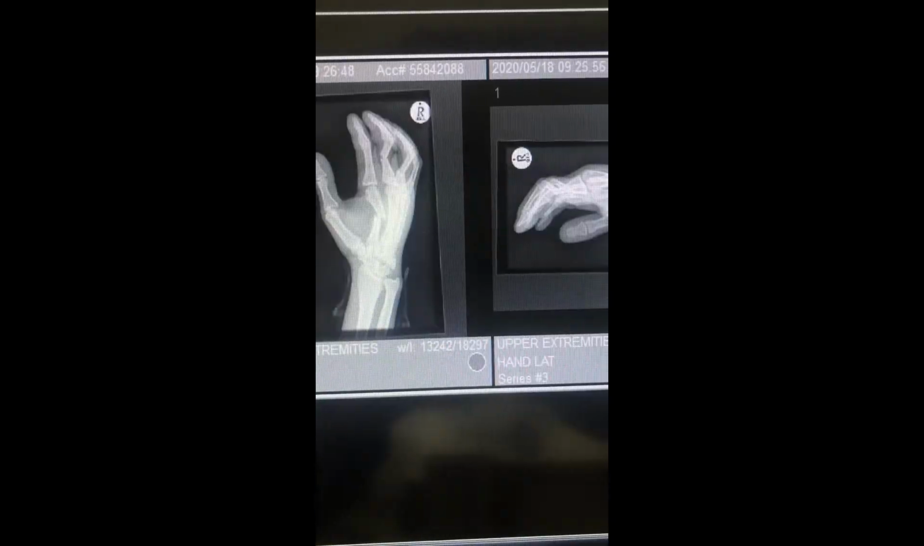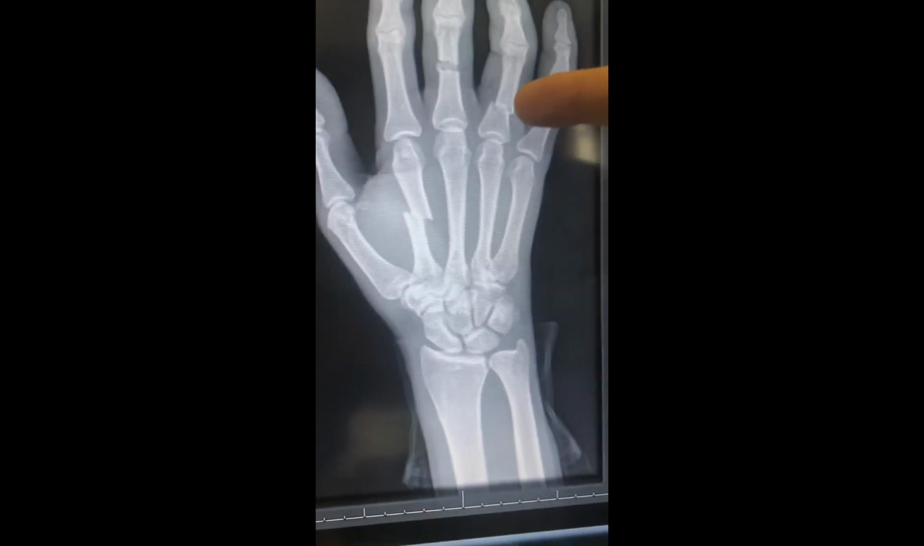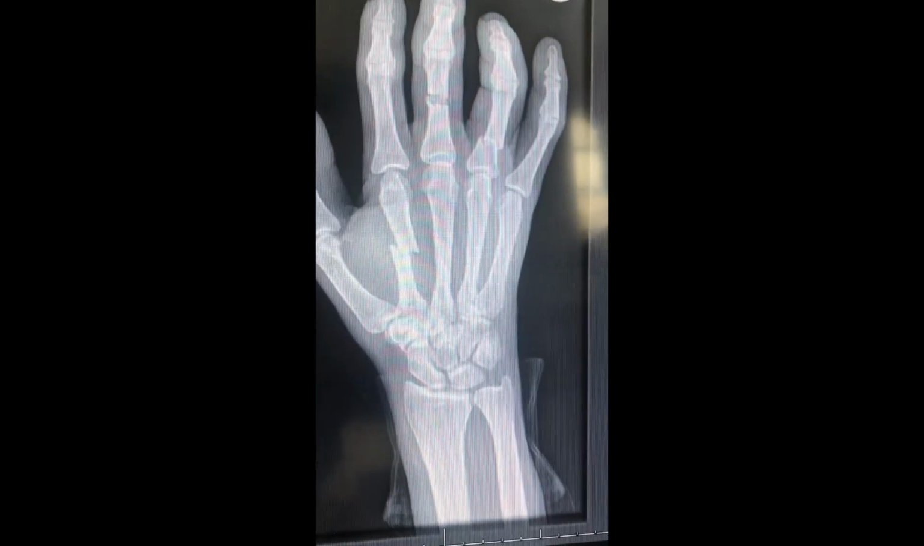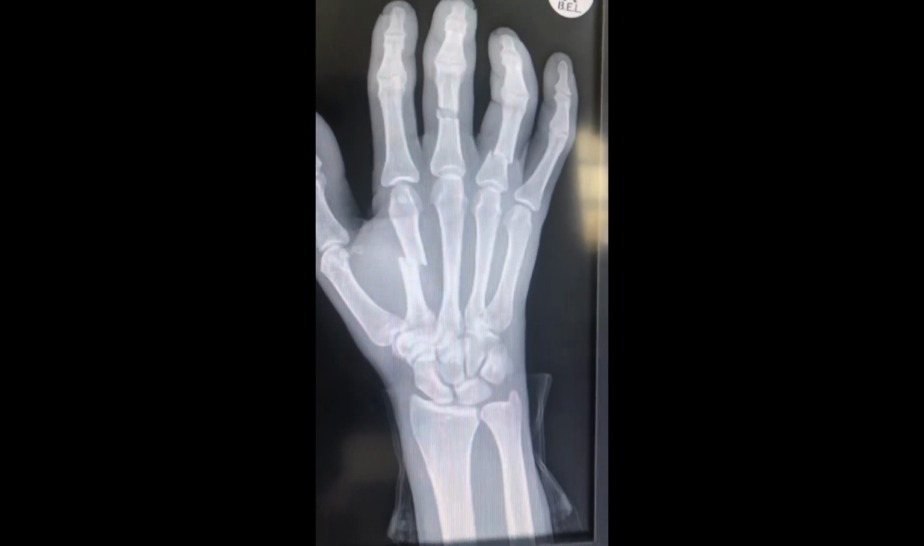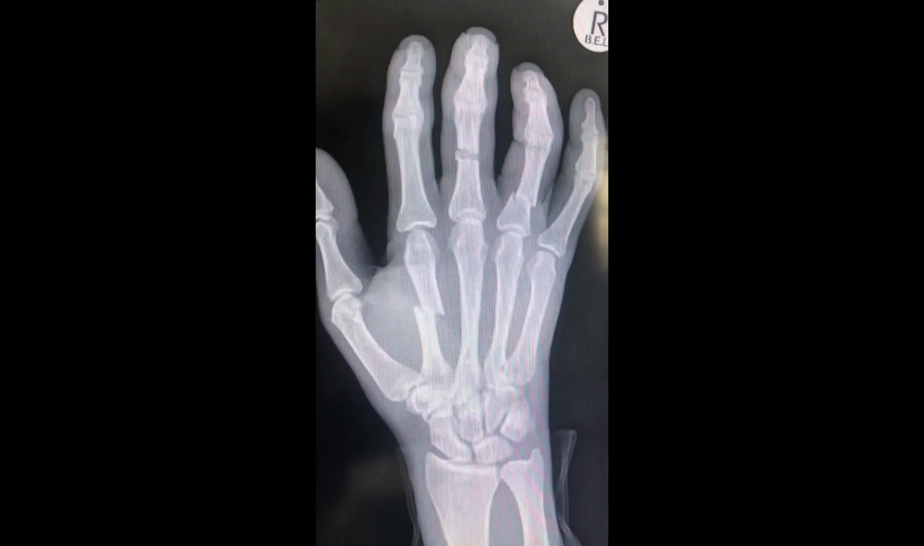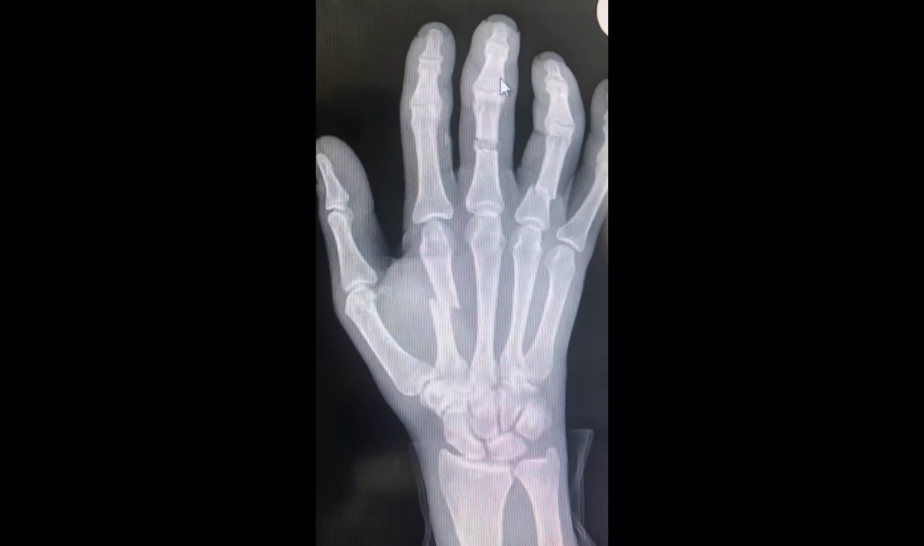How exactly we fix it is a difficult decision, because if we just try and manipulate it, it'll be very difficult to hold, so we're going to have to do some form of internal fixation here. The plan is to actually go and do proper open reduction, internal fixation of all three fractures, and then rehabilitate this hand as quickly and as efficiently as we can. Thanks.